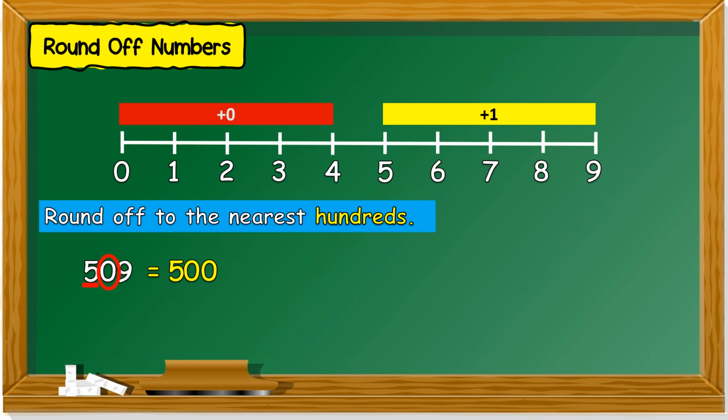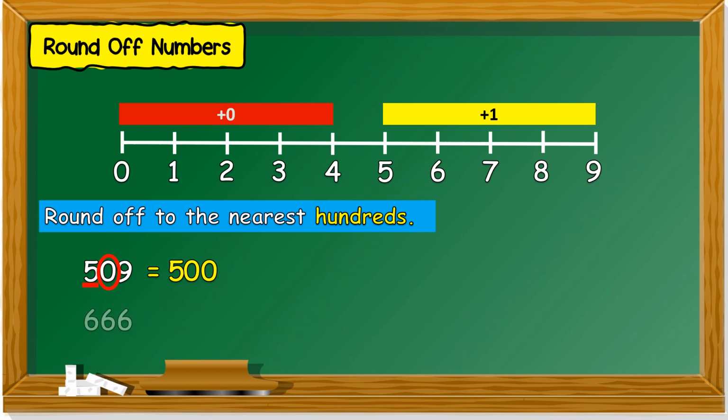the tens and the ones will become 0. Nombor di tempat puluh dan juga sa akan jadi sifar.